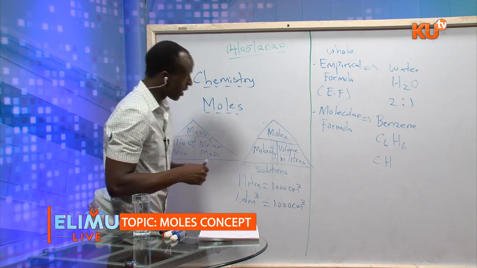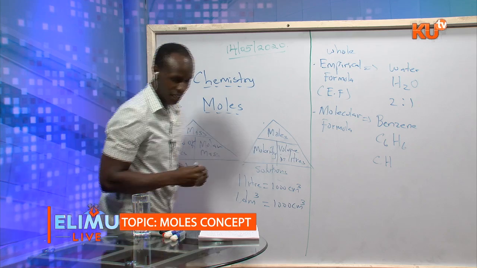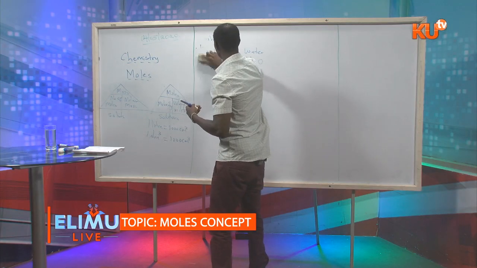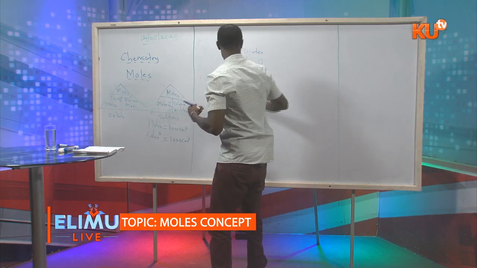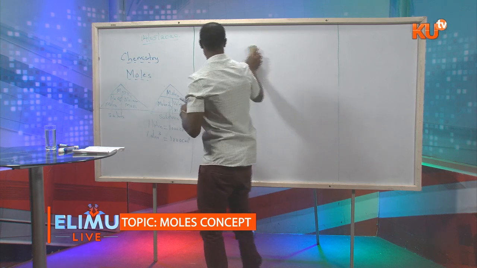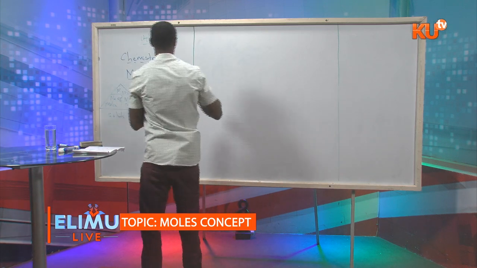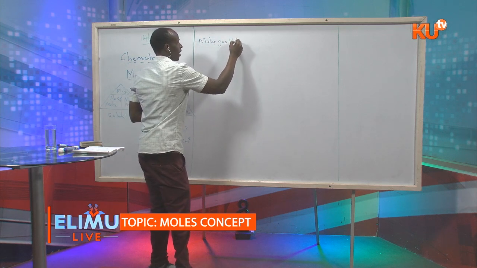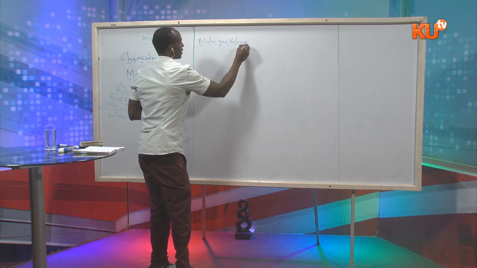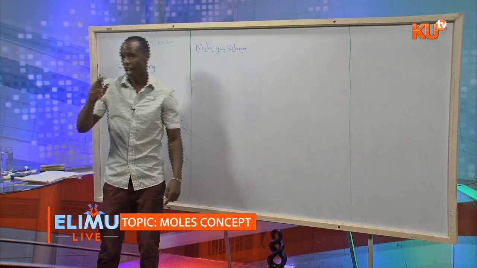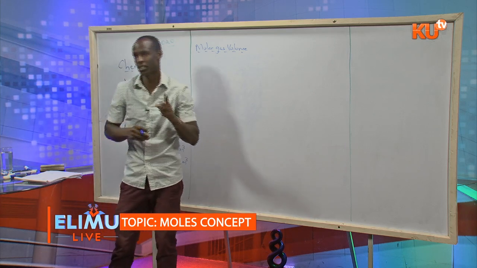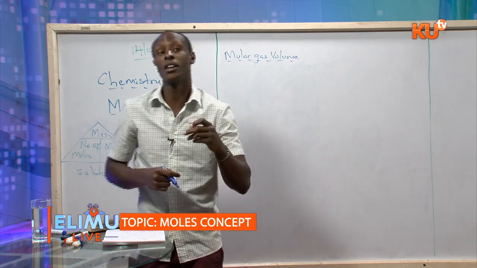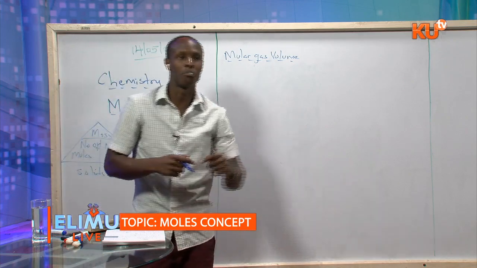The other one now is molar gas volume, which applies to gases. I'm still on the major formulas which will help you to tackle questions on moles. From the word itself, it means it applies for gases. And here we have two scenarios. RTP, room temperature and pressure, when you are measuring the volume of a gas at room temperature. We also have STP, standard temperature and pressure.